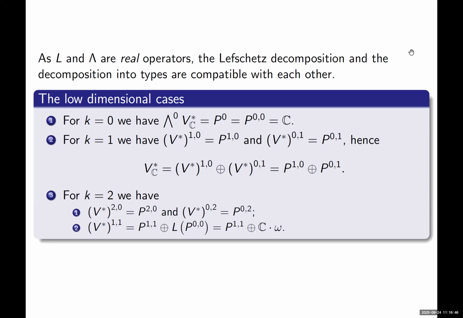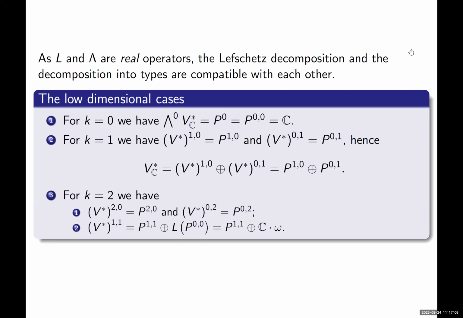On the contrary, in the 1,1 part, there is something. So the Lefschetz decomposition says that we have P1,1, so the primitive 1,1 forms, plus L, that is omega, times something which is a 0,0 form. So it's a complex number in this case. And we have this decomposition of the 1,1 part.